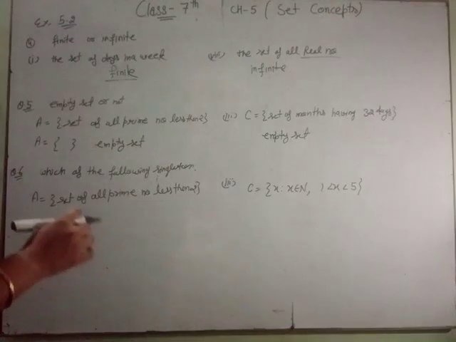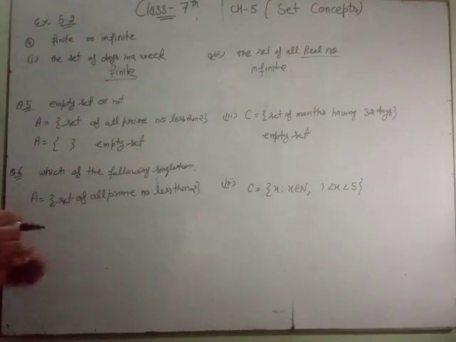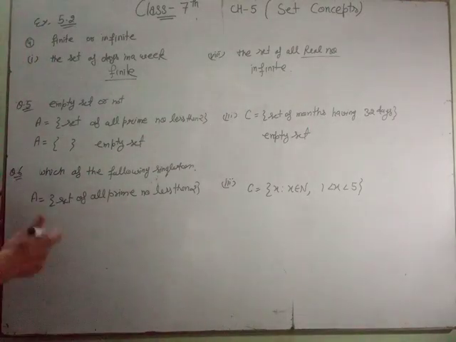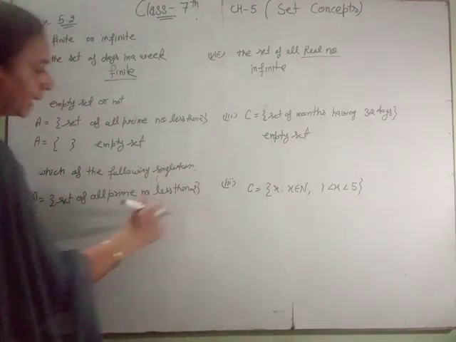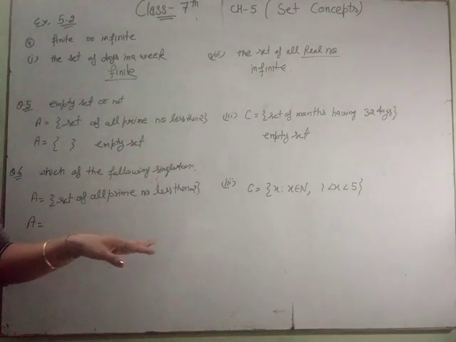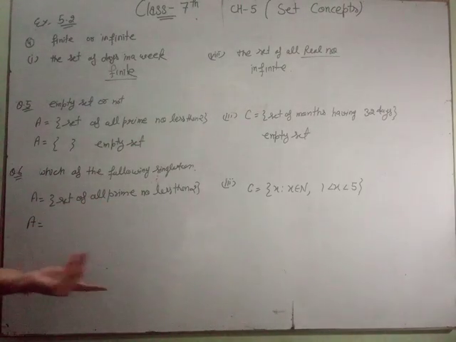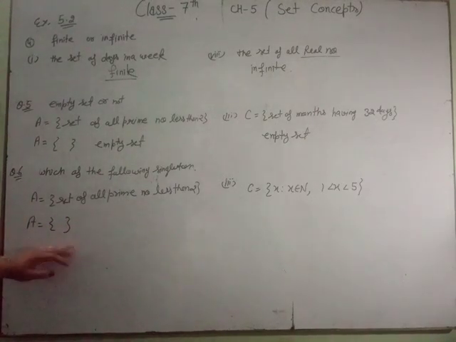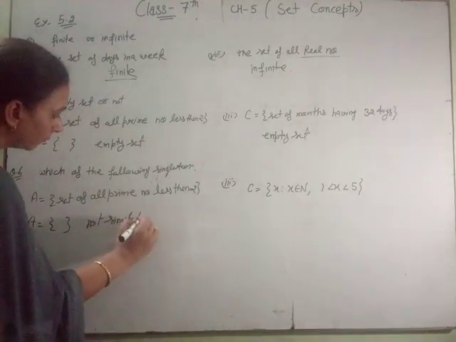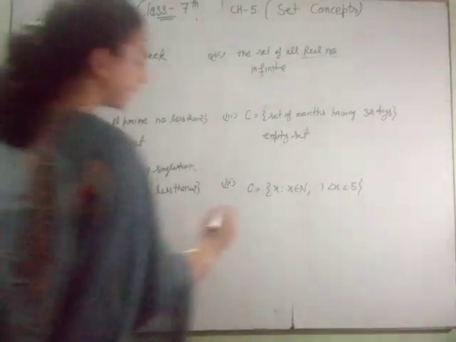Next question is, which of the following are singleton or not? Singleton means it has exactly one element, and not singleton means not one element. Set A: the set of all prime numbers less than 2. Same question. There is no prime number less than 2. That is an empty set, so there is not one element, so this is not a singleton set.